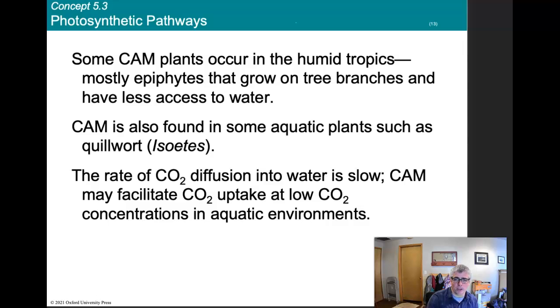Some CAM plants occur in the humid tropics. Most epiphytes that grow on tree branches have less access to water. So even if there's a fair amount of humidity, you might not be able to have your roots in the ground to absorb water. CAM is also found in aquatic plants such as quillwort, where the uptake of carbon dioxide by diffusion into water is slow. CAM can facilitate carbon dioxide uptake in the low carbon dioxide concentrations of the aquatic environment. So in general, because of gas diffusion in water, there's a lower concentration of carbon dioxide in the water compared to the land.